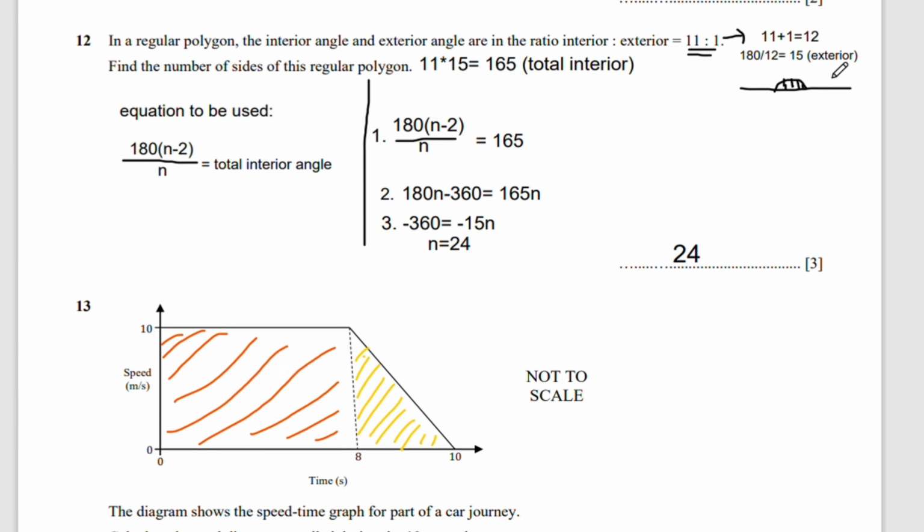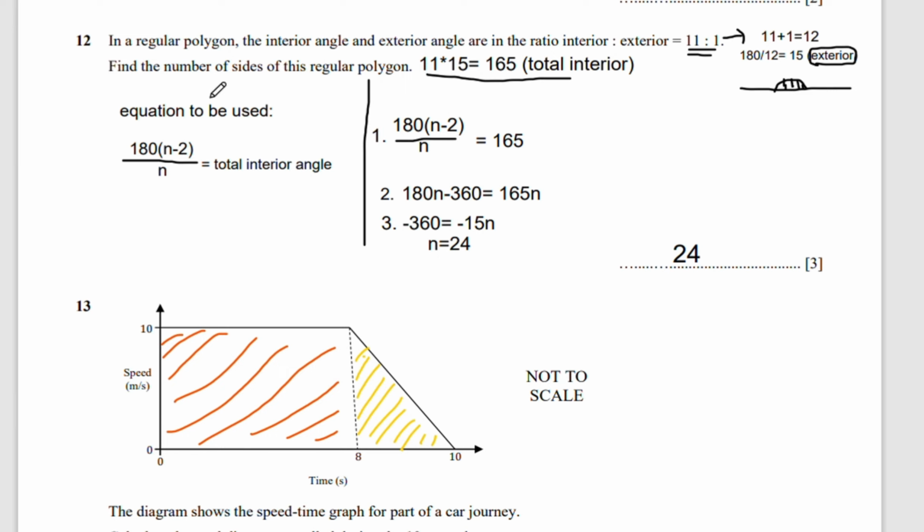And in that way, what did we find? We found the exterior angle. Now we want to find the interior. I did it in a different way, but you can solve it in any way. So 180 minus 15 will give us the value. If not, then you can just use 11 times 15, which is 165, which is the total interior.